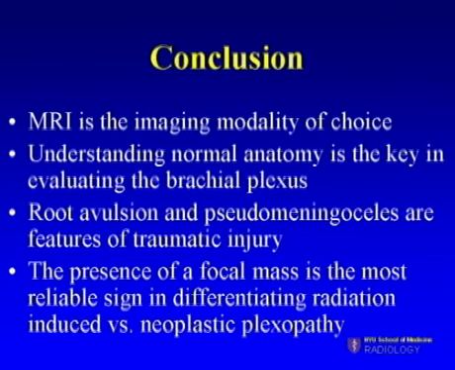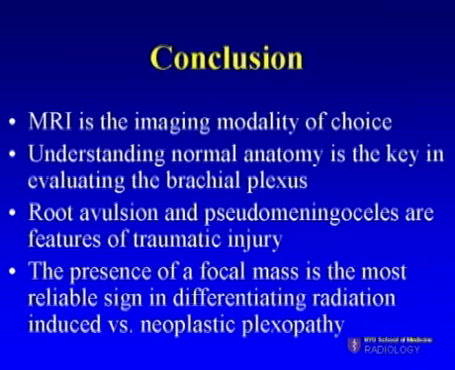So in conclusion, MR really is the imaging modality of choice, secondary to its multiplanar capabilities, as well as differentiating soft tissue. And the key really in looking at the brachial plexus is to understand the anatomy. And really, if you trace it on the coronal images, and then follow it on your sagittal images.